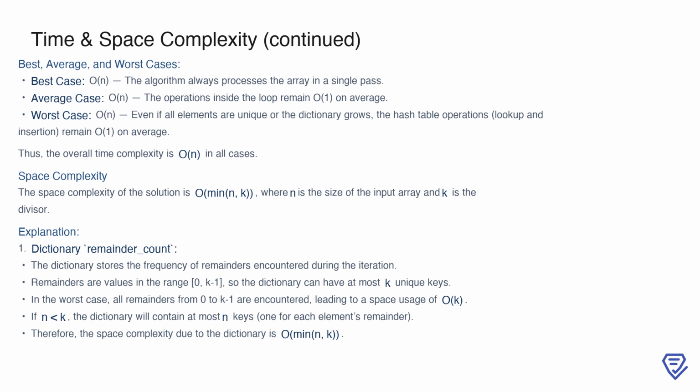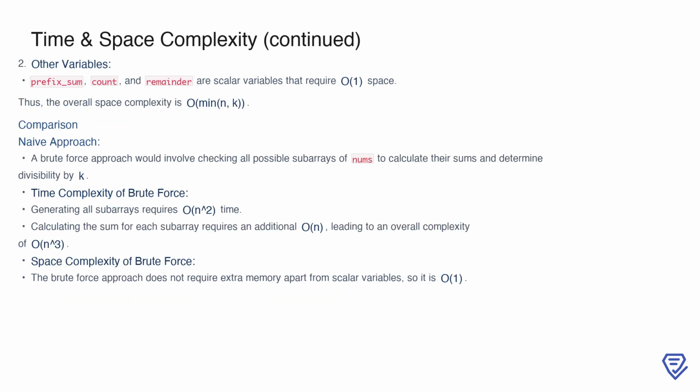For space complexity, the key factor is the remainder_count dictionary, which stores the frequencies of remainders encountered during the iteration. The number of unique remainders is limited to the range 0 to k-1, meaning at most k unique keys will exist in the dictionary. If the size of the input array n is smaller than k, the dictionary will only store up to n keys. Therefore, the space complexity for this dictionary is O(min(n, k)). Additionally, the space usage includes scalar variables such as prefix_sum, count, and remainder, which require constant space, or O(1). Combining this with the dictionary's space usage, the overall space complexity of the algorithm is O(min(n, k)).